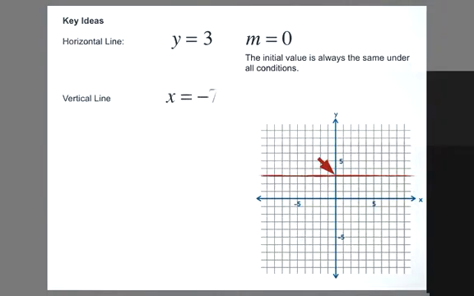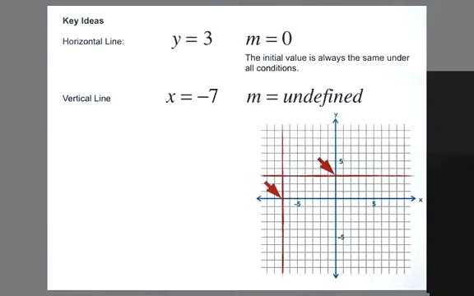For a vertical line, we have the equation x equals negative 7. This is the line that has any y value just so long as the x value is negative 7. So this will correspond to the line that crosses the horizontal axis at x equals negative 7 and goes directly straight up and down. The slope is undefined.